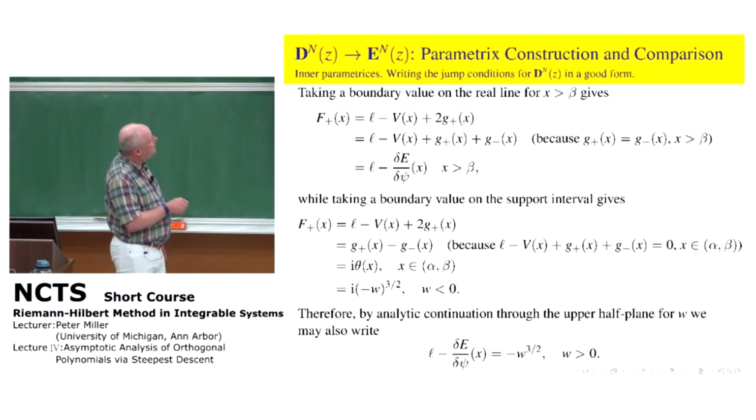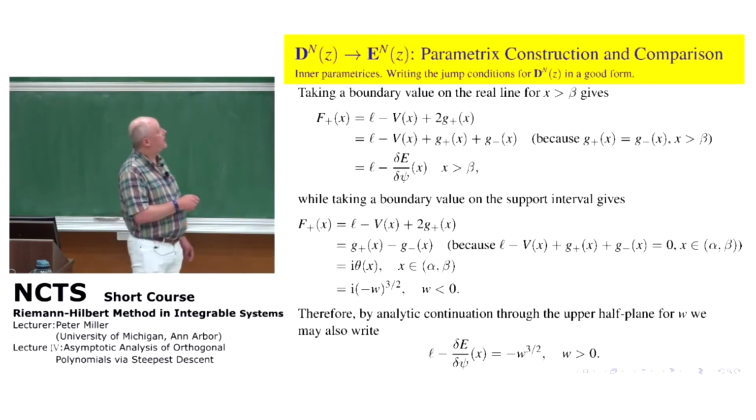And then this expression here is just the quantity that we have some control over for x greater than beta. This is L minus the variational derivative of the energy evaluated at x. That's the thing that's showing up in our exponent, by the way, when x is greater than beta. This quantity is really just the plus boundary value of this function f.